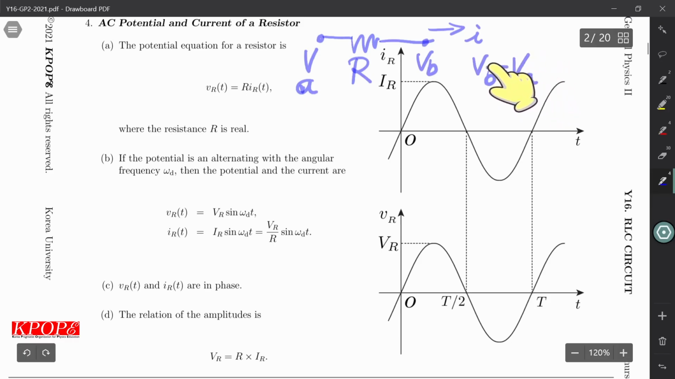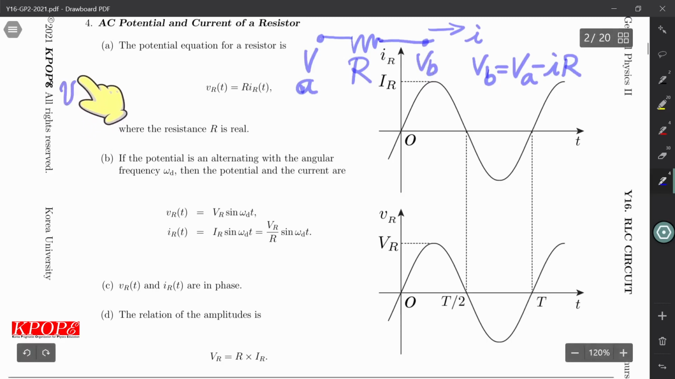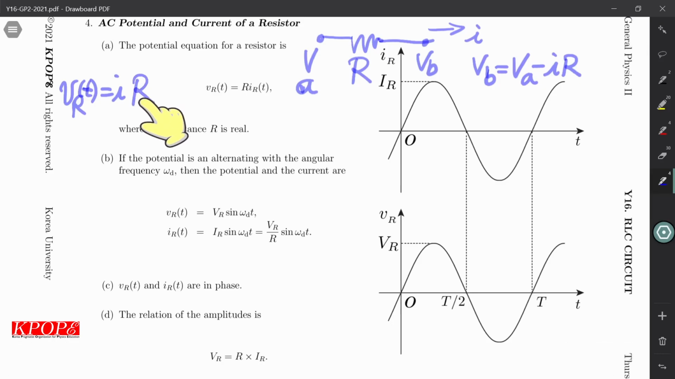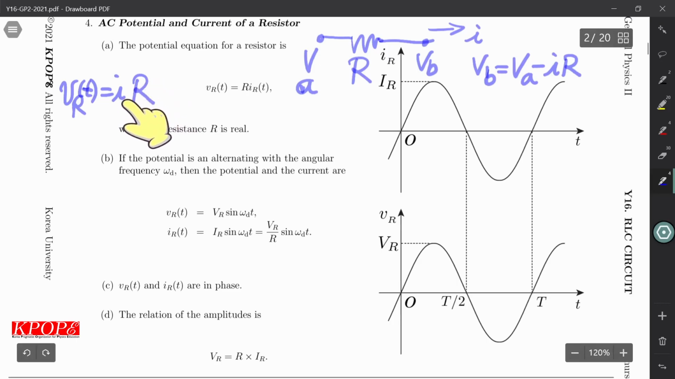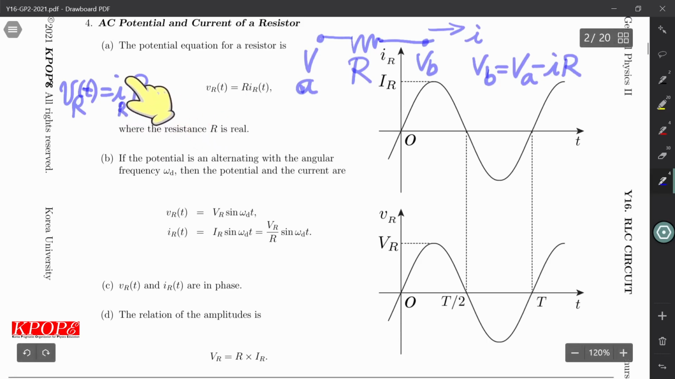VB equals VA minus IR. The potential decreases as we cross the resistor, and we define VR of t by eliminating the negative sign. We know the potential decreases, so IR. And to identify that it is passing the resistor, we put subscript R. So something like Ohm's law, VR equals R IR of t.